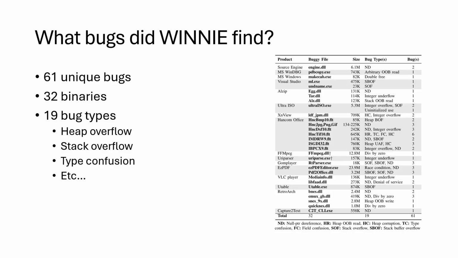So one is makecab.exe, which has a double free. The Korean Microsoft Office program, Hancom Office, had 6 bugs in its TIFF parser. And even really popular programs like VLC Player and ALZip had identified bugs in their Windows-specific code. So these are all in the latest version of the paper, 2019, as a reminder.